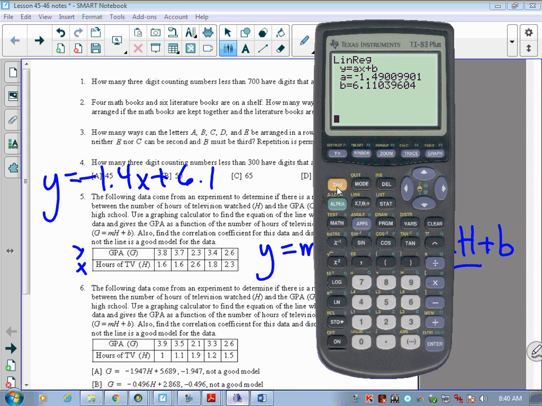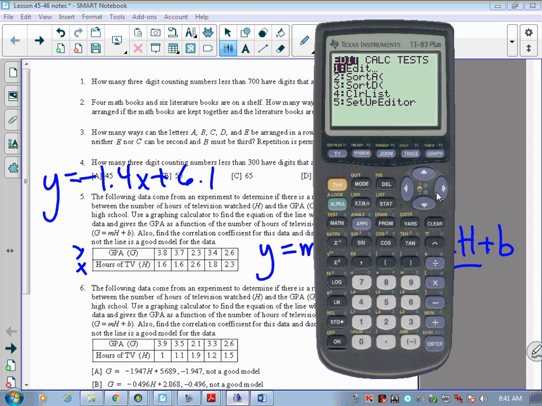And what we're going to do to pull up that R value is hit second catalog, and go all the way down to diagnostic on. Every time you have to reset your calculator for some reason, it's going to turn diagnostic off. So if you ever have to reset your calculator, you're going to have to go back into second catalog and turn that diagnostic back on. You may have to hit enter several times on this one. I only have to hit it once.